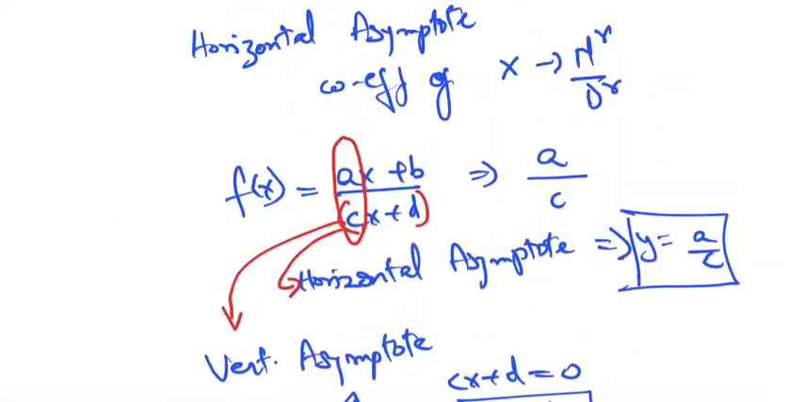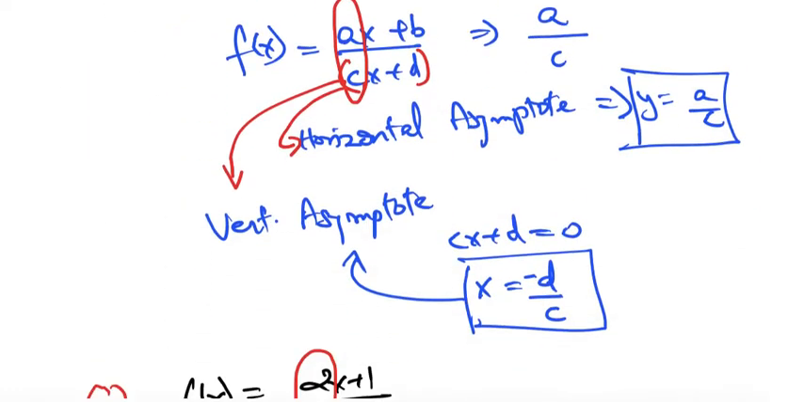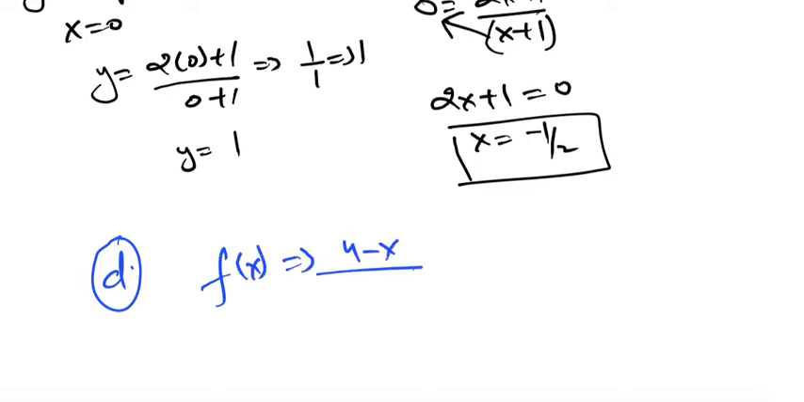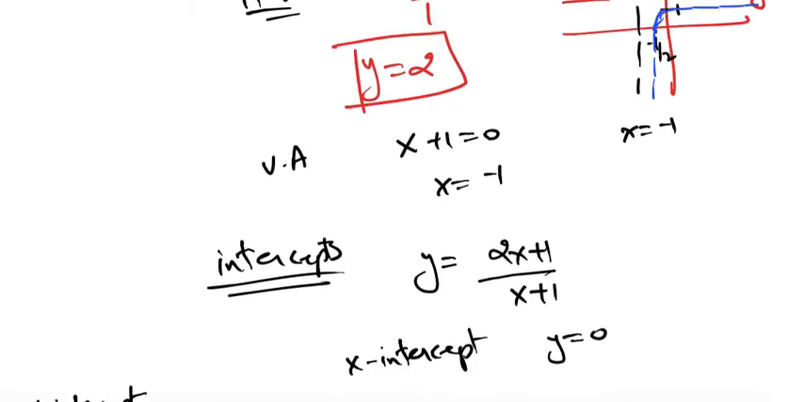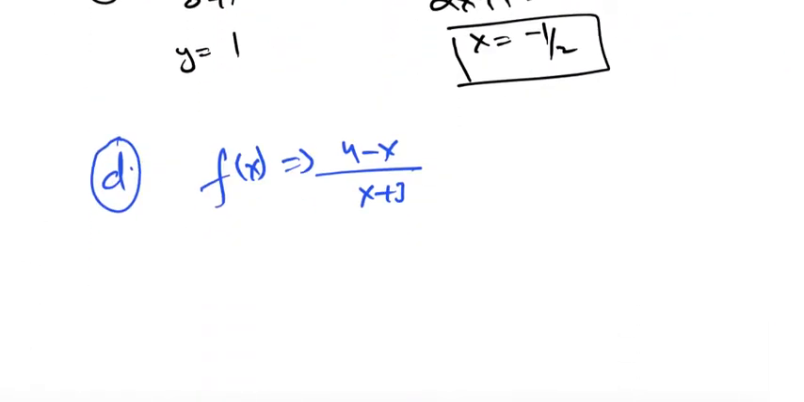Okay, now we are taking the second question. Let's say question number D. Part D says f(x) = (4 - x)/(x + 3). Let's recheck, is that the same question? Yeah, x + 3, exactly.